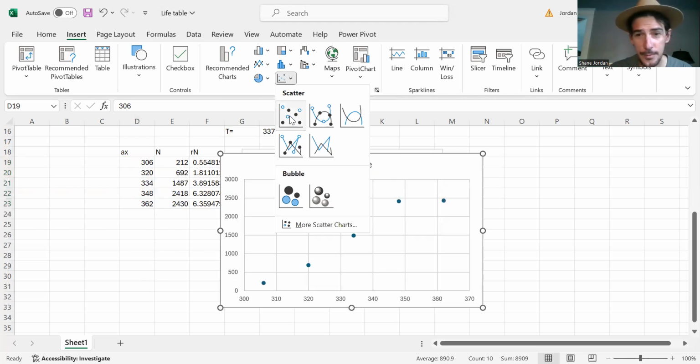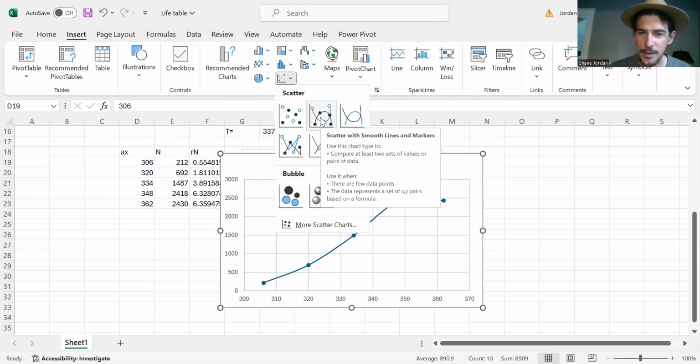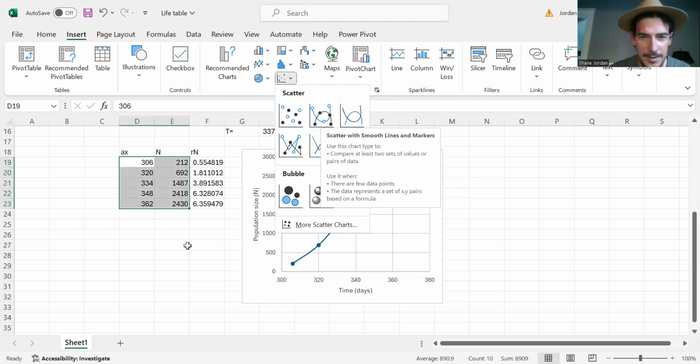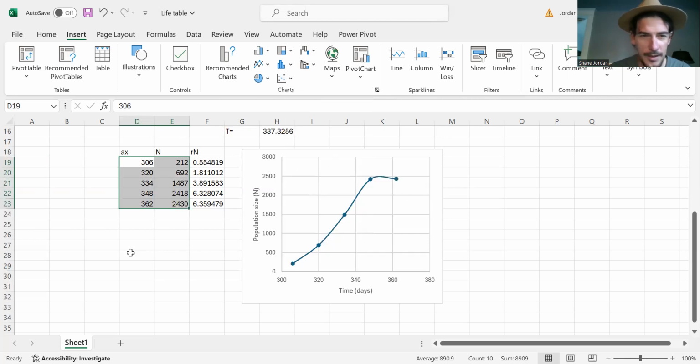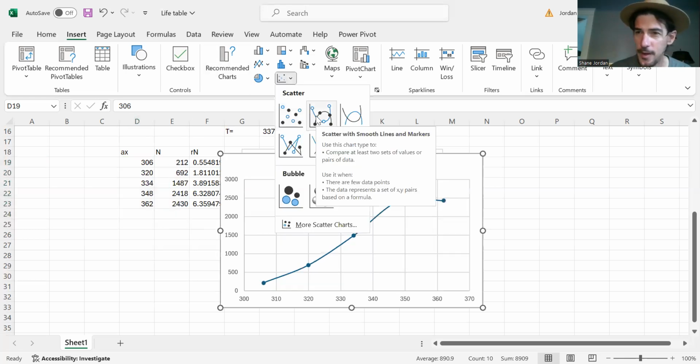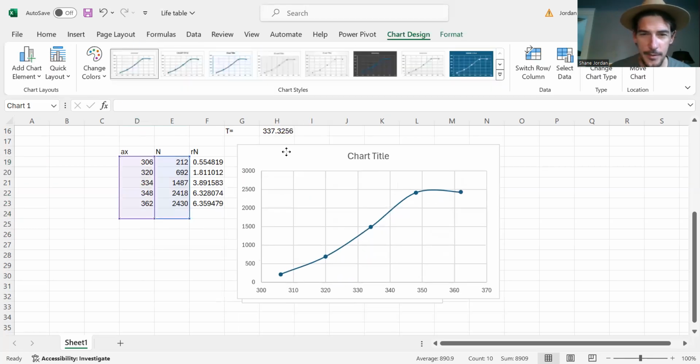Now you can make a scatter plot like this. I think it's a little bit more informative to make a scatter plot that has a line in this example that kind of helps illustrate how population growth is increasing. So that's the way I chose to do this. So again, in order to produce this plot, I simply highlighted my two columns of data, the x-axis represented by age class, the y-axis represented by population size, and I selected a scatter plot with a line. And that gave me my graph.